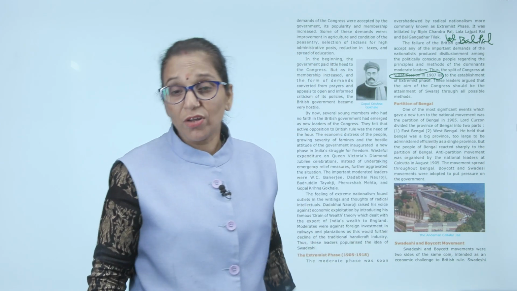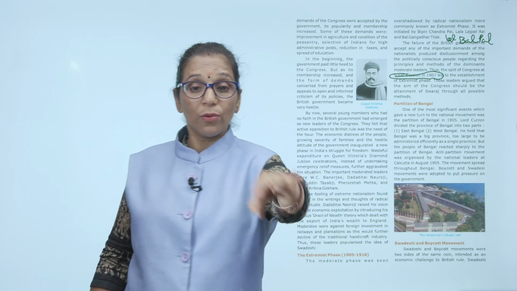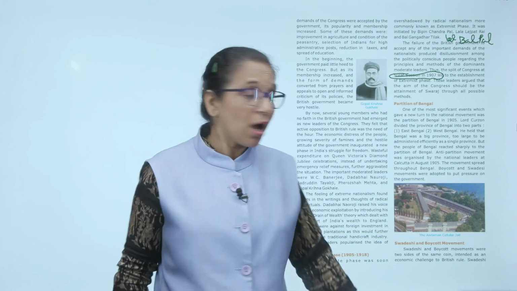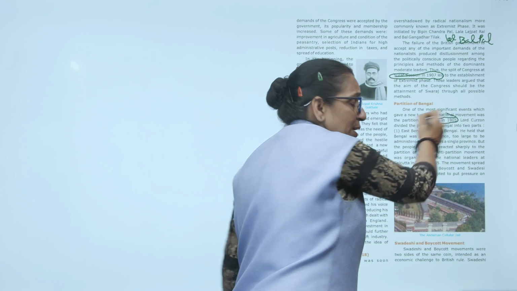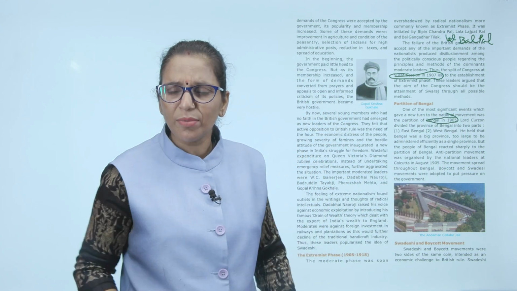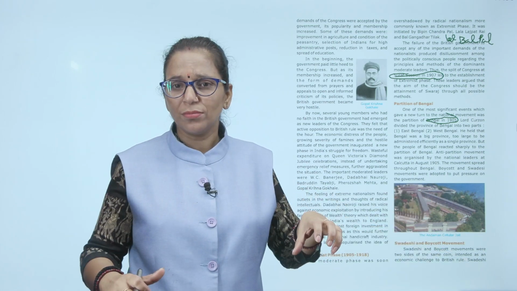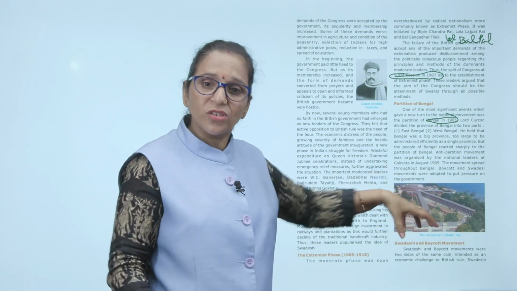Now moving to the partition of Bengal. One of the most significant events which gave a turning point to the national movement of India. That was the partition of Bengal in 1905, and it was done by Lord Curzon at that time. He divided Bengal into two parts, East Bengal and West Bengal. And you can see the result today: East Bengal was previously East Pakistan and now it is Bangladesh.